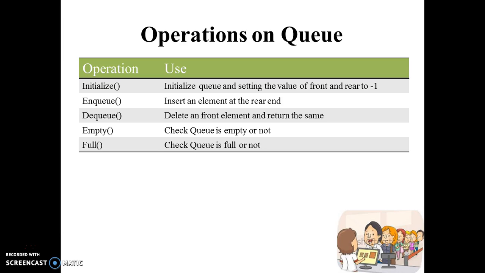If the function empty returns the true value, that means queue is empty. If it returns the false, that means it is not empty. Next function is full. The full function is used to check the queue is full or not. If the function full returns the true value, that means the queue is full. If it returns the false, then the queue is not full.